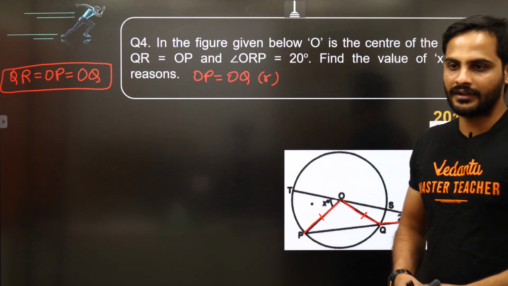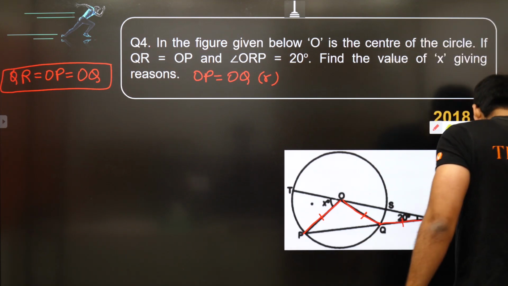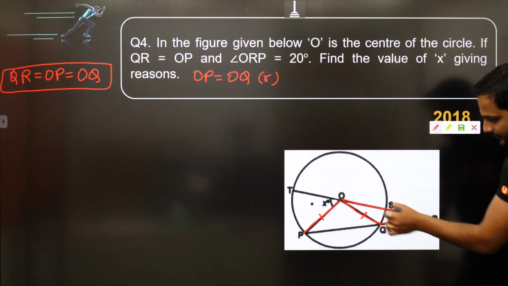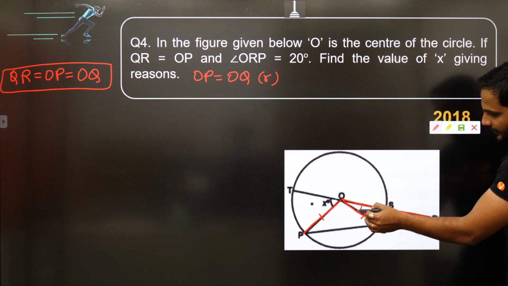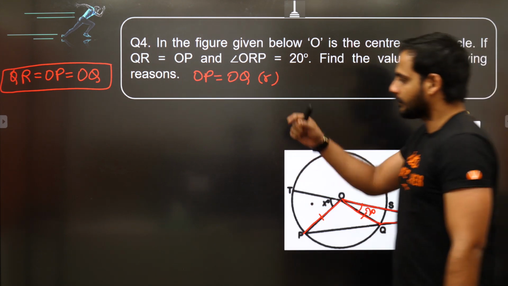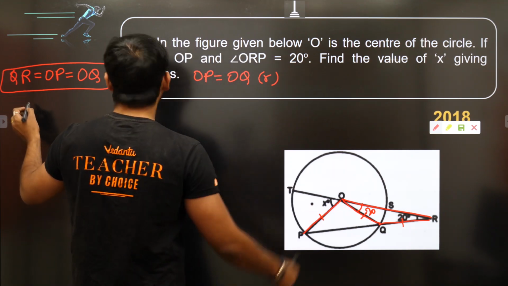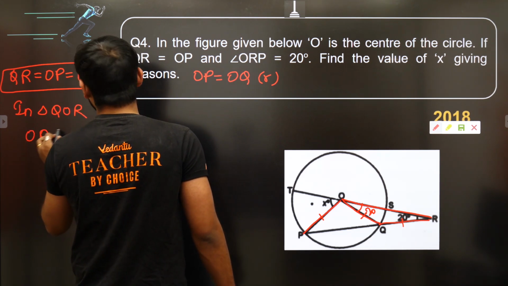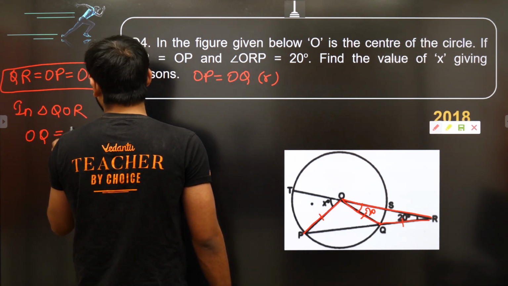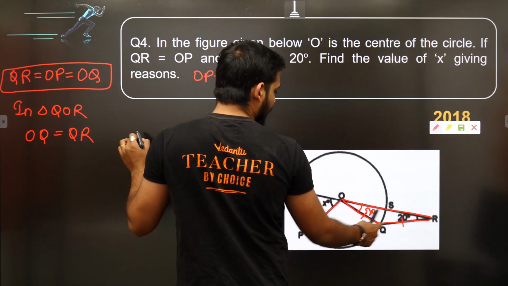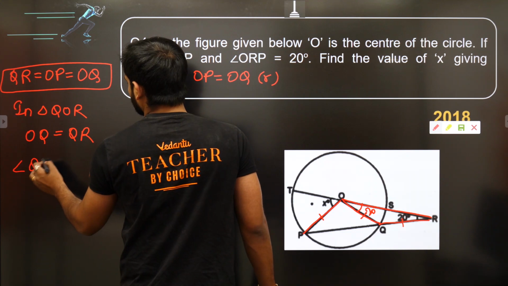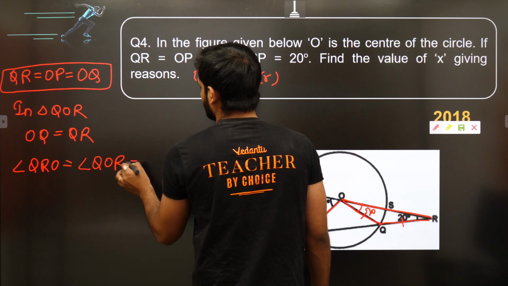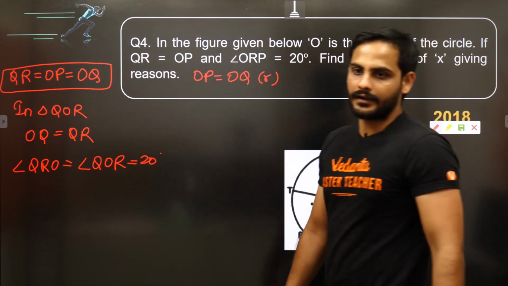Now what are we getting by this? If all of them are equal to each other, you can see this is a triangle, an isosceles triangle. So if this angle is 20 degrees, I can clearly say this angle is also 20 degrees. So now in triangle QOR, if I have OQ equal to QR, I can say angle QRO is equal to angle QOR, which is equal to 20 degrees, right? That angle is equal to 20 degrees.